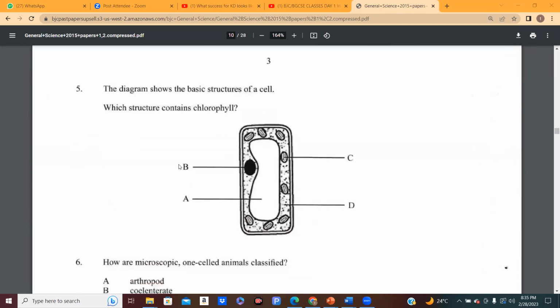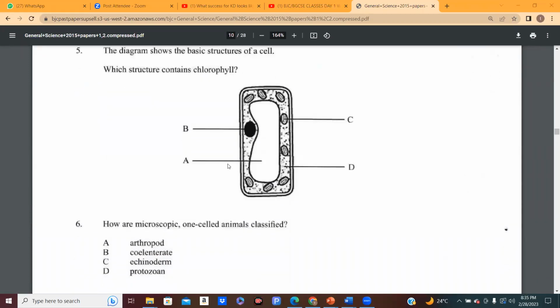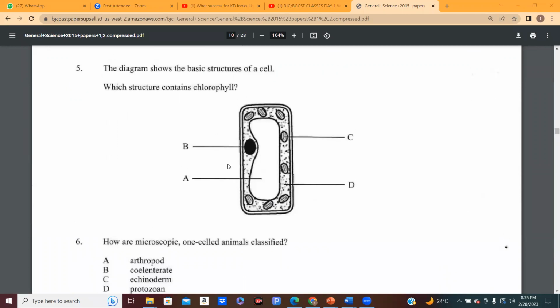All right, let's go to number 5. Rakia, number 5, please. The diagram shows the basic structure of a cell. Which structure contains chlorophyll? Rakia. A, B, C, or D?